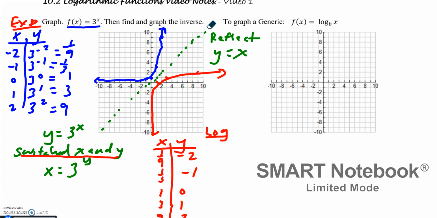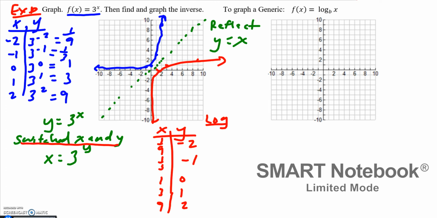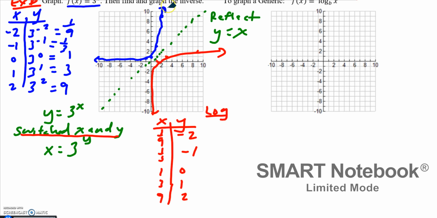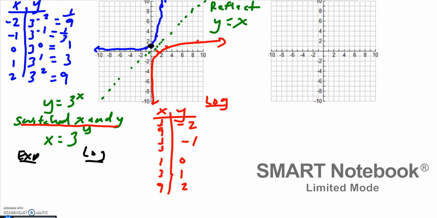Other things to point out in terms of domain and range at this point. If you look at the blue graph, it's good to look at domain, range, and intercepts. Notice that the y-intercept of the blue graph is 0, 1. So I'm going to write a note here. We're talking about the exponential graph versus the log graph. So the exponential graph, the y-intercept was 0, 1. If you look at the log graph, it does not have a y-intercept because it does not cross the y-axis, but it does have an x-intercept at 1, 0, which makes sense because the x's and the y's flipped.